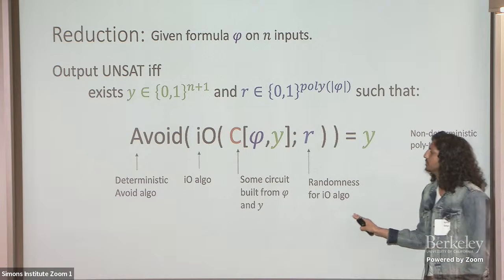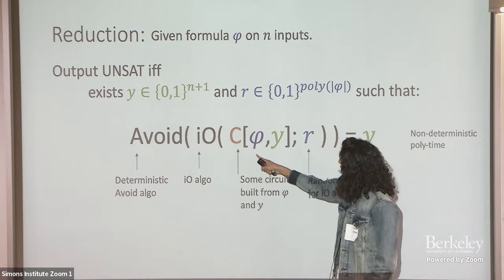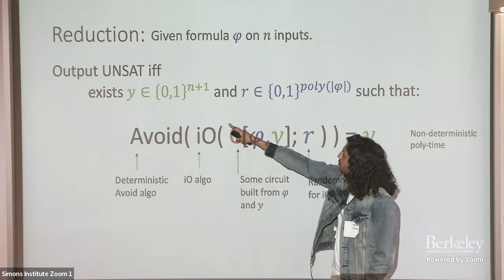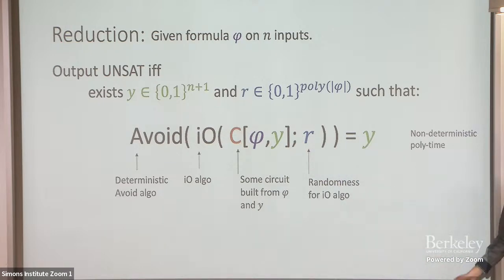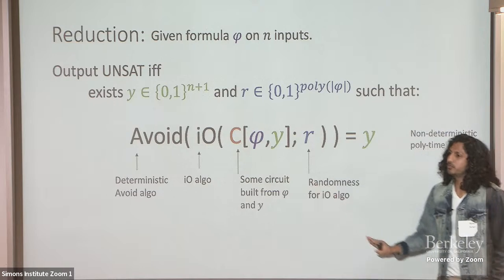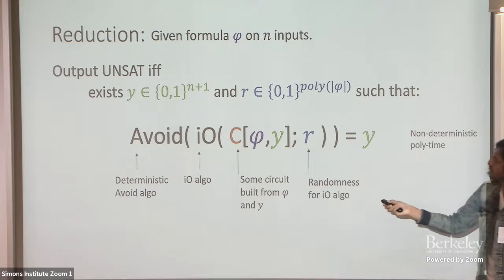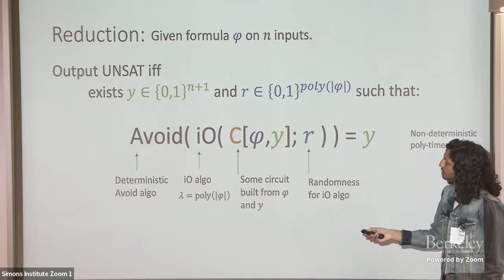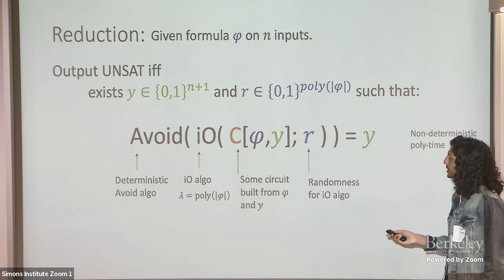Okay, so this is the reduction. Let me recap it again. You're just going to run the Avoid algorithm on an obfuscation of some circuit with randomness r, and you're going to guess the y to put here, and you're going to guess the r to put here. And you're going to see if you can get back y. Now I haven't told you what this circuit is, but hopefully you agree with me that as long as that circuit is efficiently constructible, this is a non-deterministic polynomial time algorithm. Does that make sense? Yes. Okay, so let me tell you what the circuit is. Oh, and I should mention also there's the security parameter, which I've been hiding, but it's some polynomial in phi. Let's not worry about it.